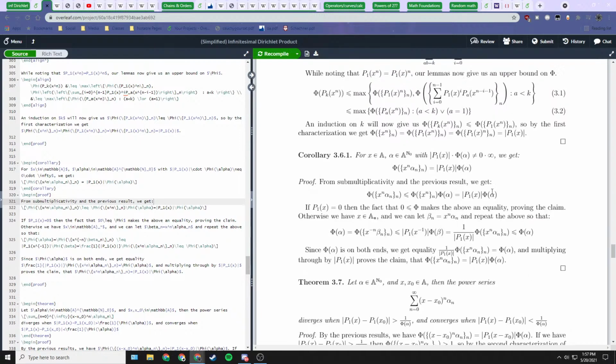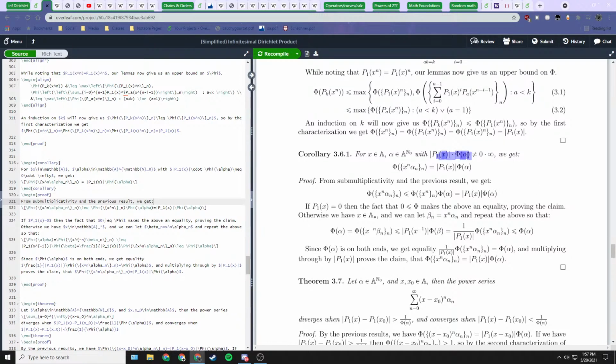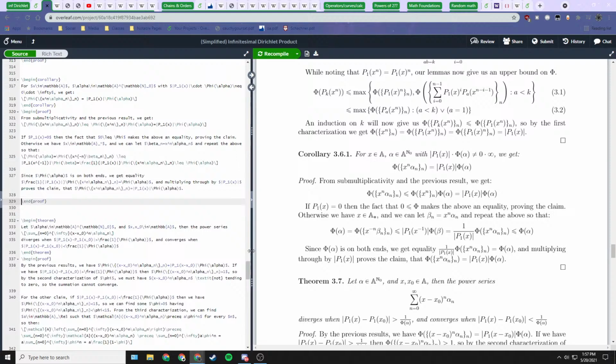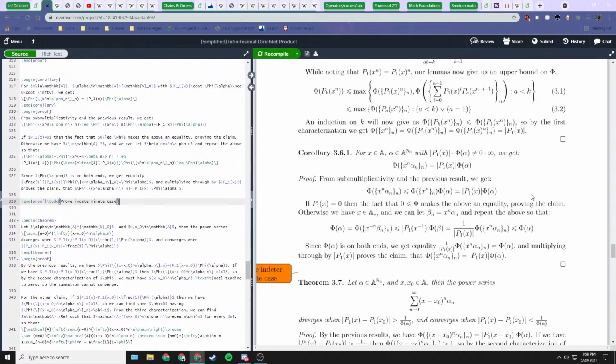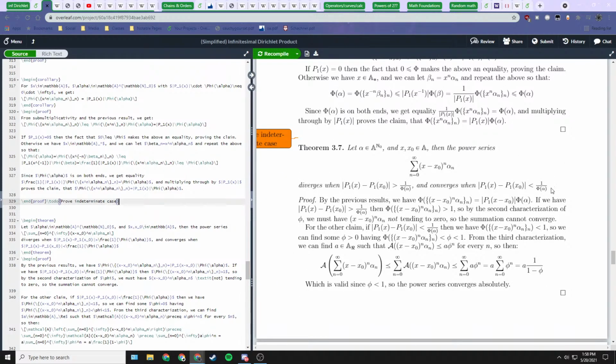The only way that this will enter an indeterminate form is if p1 of x is 0, and also phi alpha is infinity. So that's sort of our special case. I'll add that as a note there, and we'll do that later. So this proof, I think, should still check out.